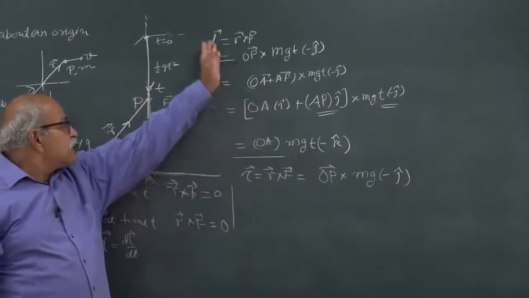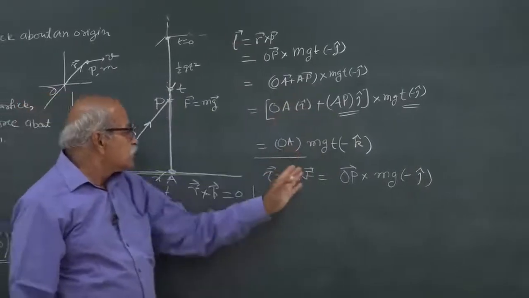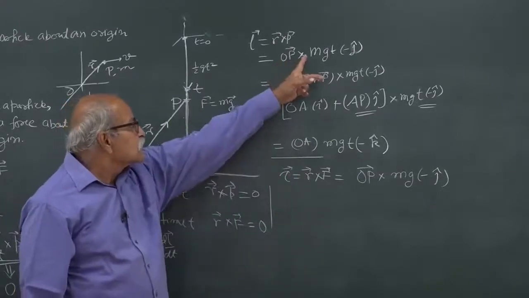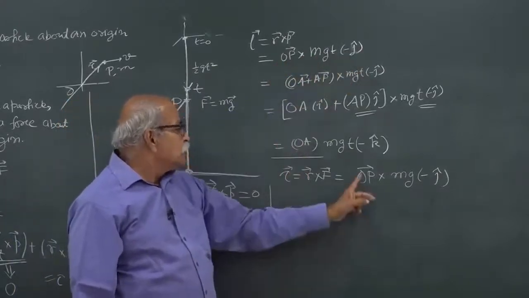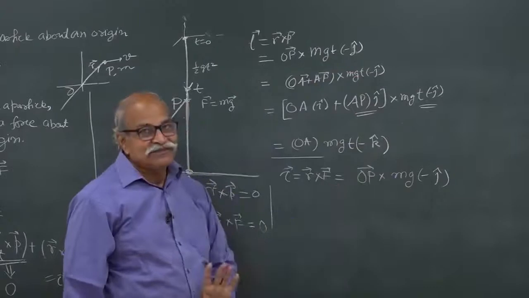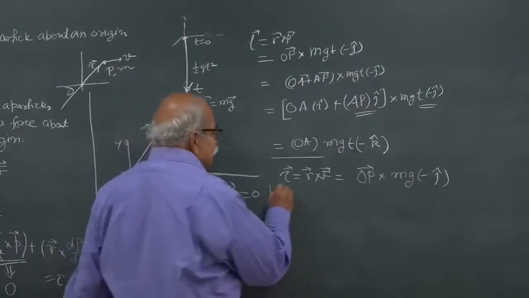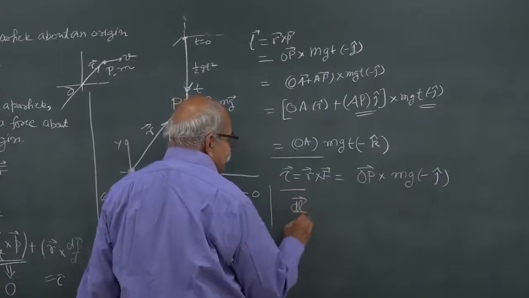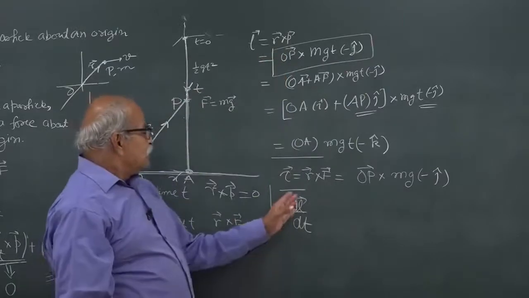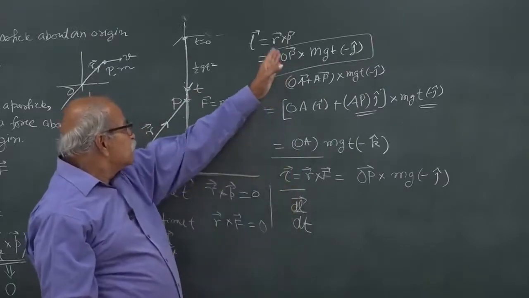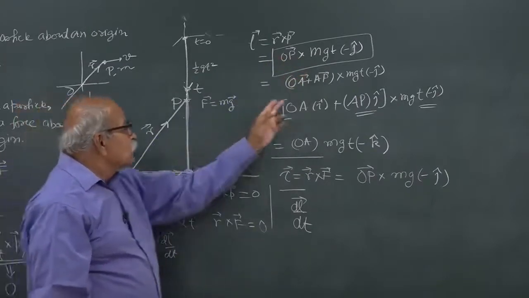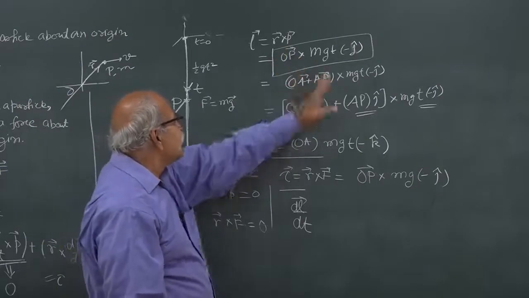Look at this expression for L and this expression for torque. What is the difference? OP cross mgt minus j cap, OP cross mg minus j cap. Only this t is not there, otherwise everything is there. So, now if you do this dL/dt, here is L, and I am doing dL/dt, differentiating this with respect to time. OP is a fixed vector, no, OP is not fixed vector, OA plus AP, you can write it like that.